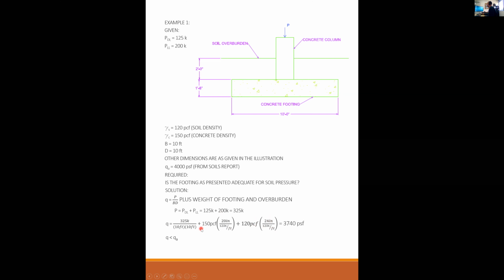Is that okay? Yes, it is, because 3,740 is less than my allowable 4,000, so therefore my soil pressure is acceptable. Okay, any questions about example 1?